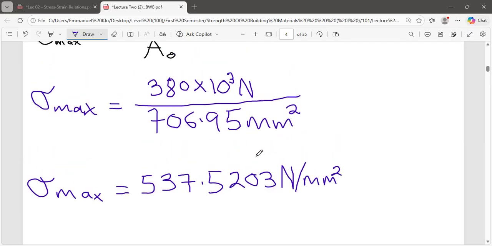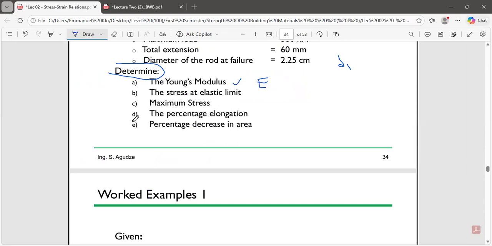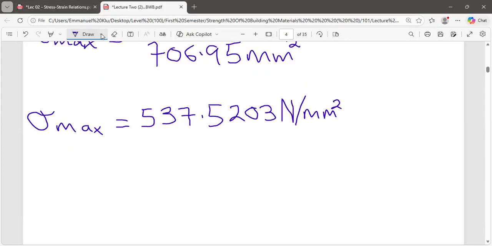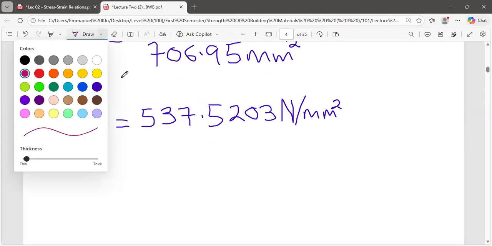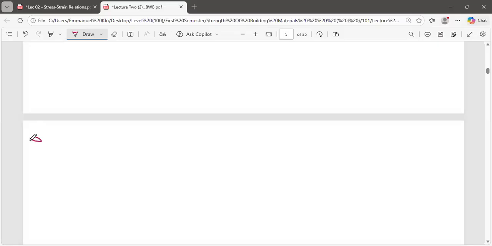What is our next question? Our next question says we should calculate for the percentage elongation. Look at it over here. So we are going to calculate for the percentage elongation. So that is our question E, right? So that is our percentage elongation. Let me bring it over here. E. That becomes the percentage elongation.